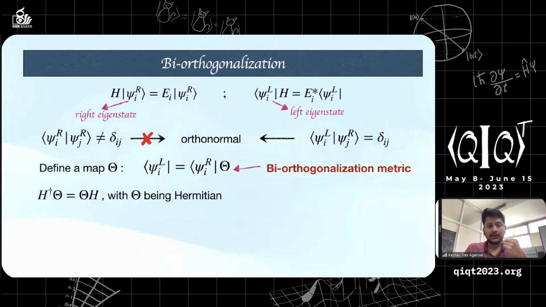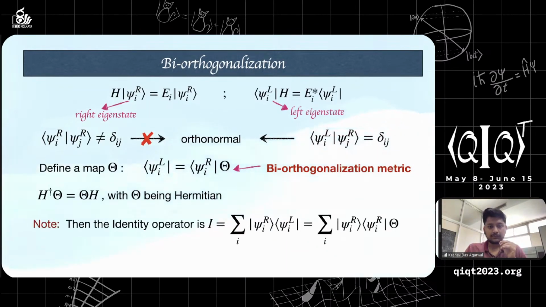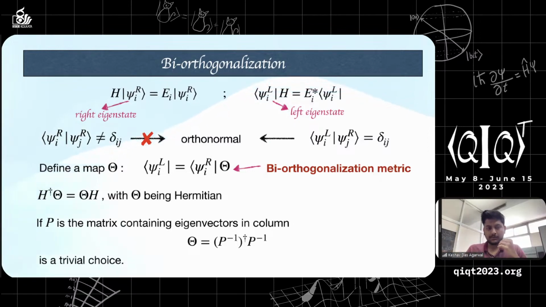And it should satisfy a property that it should be Hermitian, and it should satisfy a certain equation with the Hamiltonian. So in this inner product, the identity operator, instead of the sum of the right eigenstate and its complex conjugate, is now the sum with the metric. So one of the possible choices of the metric is this, where P is the matrix. Like when we diagonalize a Hamiltonian, we can construct a matrix P with columns as the eigenvectors. So this is the diagonalizing matrix. So biorthogonalization only works in the unbroken phase, because you can only diagonalize in the unbroken phase. In the broken phase, it's not diagonalizable.